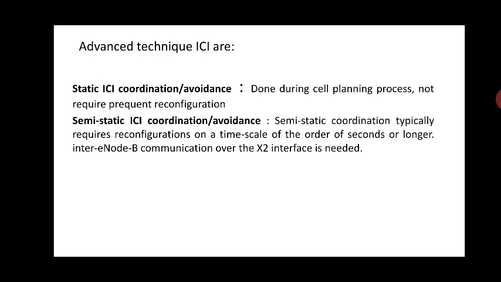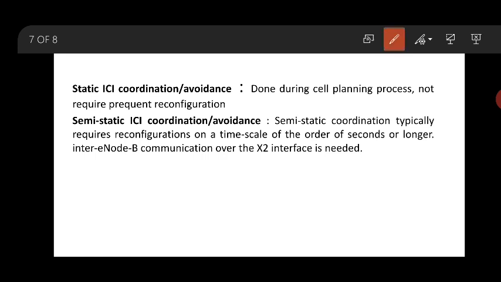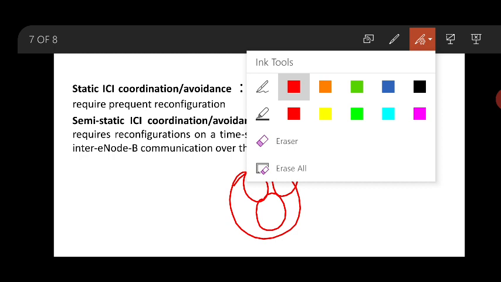It is a strategy that requires little or no inter E node B signaling, but there are performance limitations as it has no dynamic characteristics. Before, if I want to plan cells in a certain area, the planning is made in such a way that it should not cause interference. I hope you understood the concept of this one.